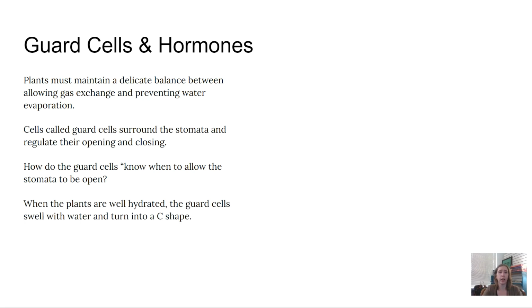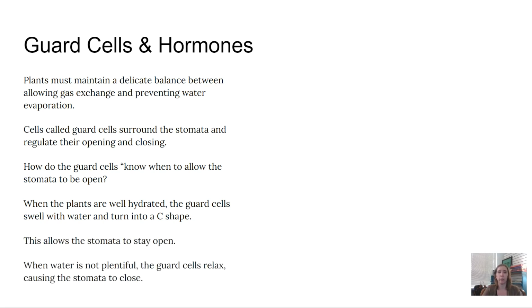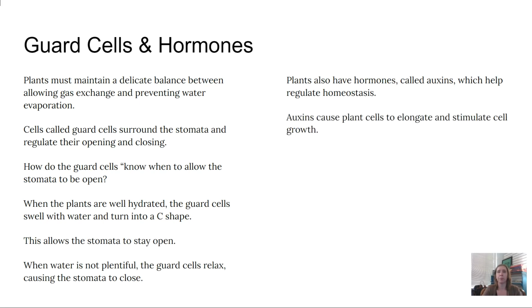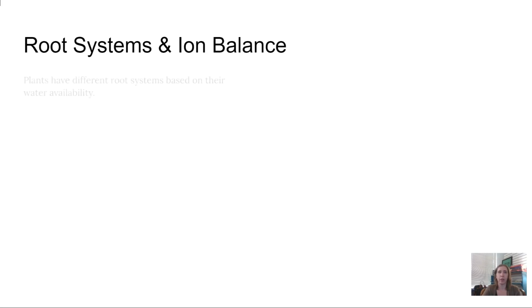When the plants are well hydrated, the guard cells swell with water and turn into a C shape. This allows the stomata to stay open. When water is not plentiful, the guard cells relax, causing the stomata to close. Plants also have hormones called auxins, which help regulate homeostasis. Auxins cause plant cells to elongate and stimulate cell growth. They serve a variety of purposes, one of which is to help plants grow toward a light source.